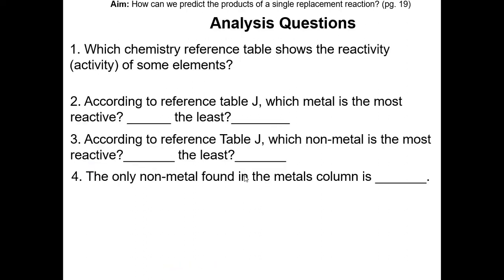Let's do some analysis questions. Which chemistry reference table shows the reactivity of some elements? That will be table J. Question 2. According to reference table J, which metal is the most reactive? That will be lithium. The least active, that will be gold. According to reference table J, which nonmetal is the most reactive? That will be fluorine. And the least active will be iodine. Question 4. The only nonmetal found in the metals column is hydrogen.